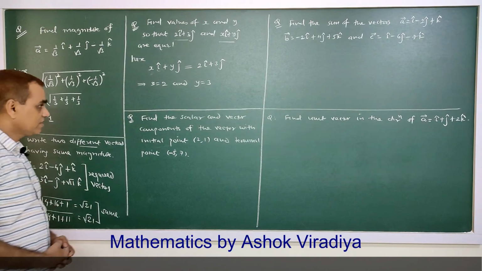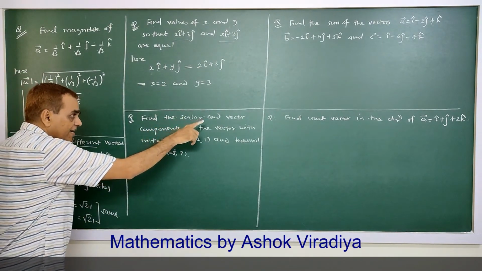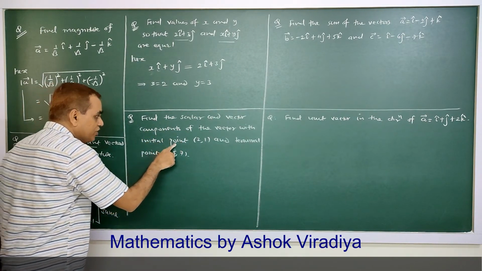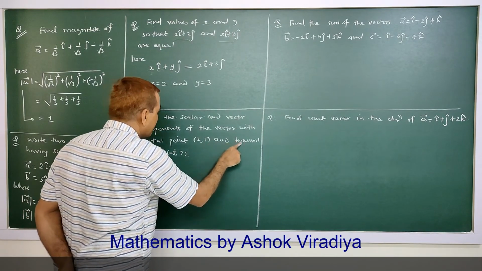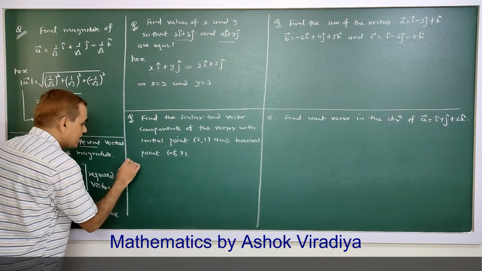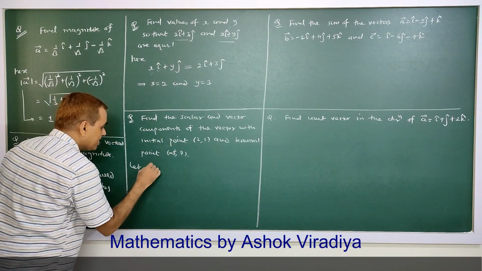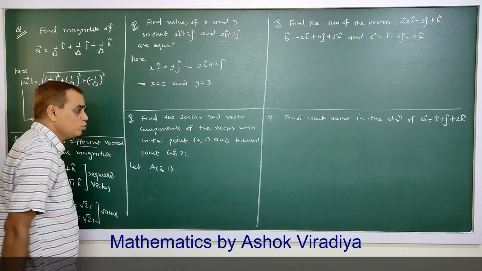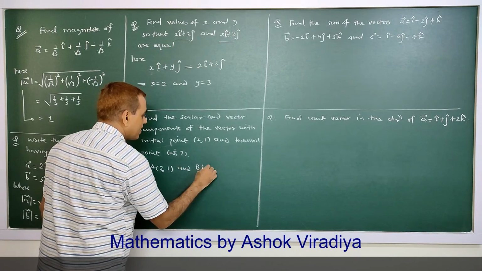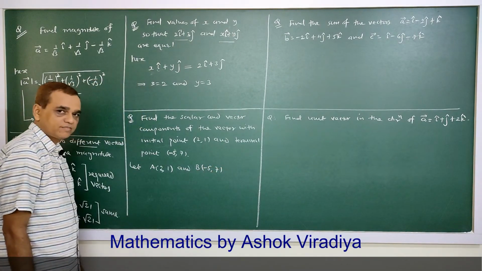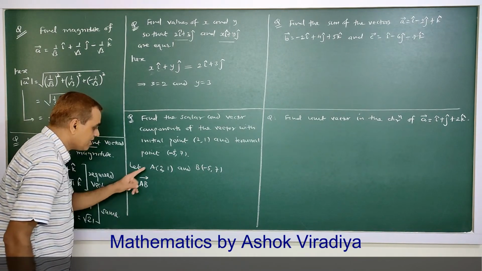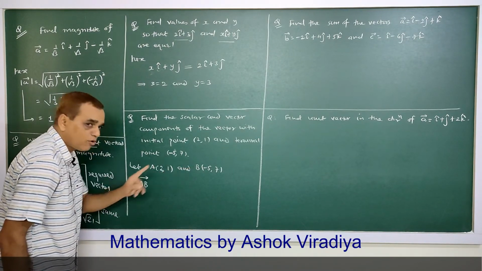Next question, find scalar and vector components of the vector with initial point (2, 1) and terminal point (-5, 7). Suppose that this point is A, the initial point (2, 1), and the terminal point is B (-5, 7). So we want vector AB. A is the initial point, B is the terminal point.